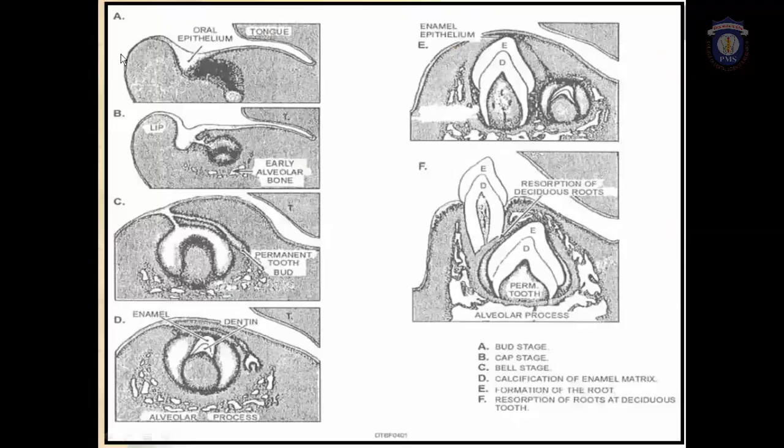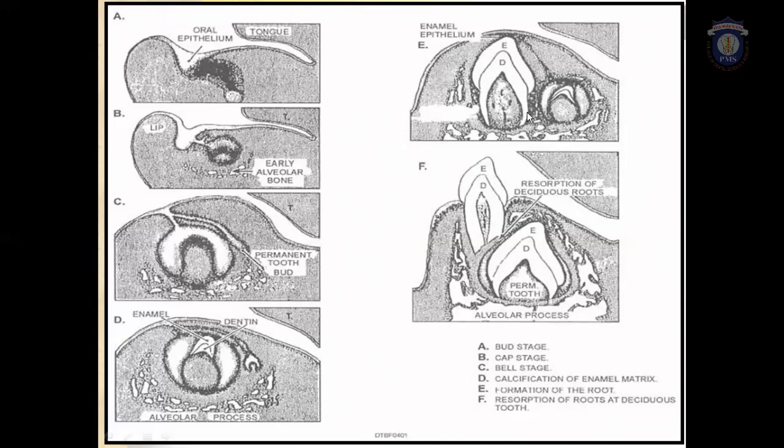This is a schematic representation of the different phases of tooth eruption. In the early phase, there is the oral epithelium and the tooth bud forming here. As the tooth continues to develop, the alveolar bone develops, and there is the distal extension or the lingual extension, which comprises the permanent tooth bud.